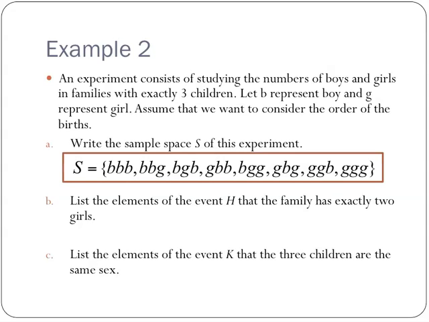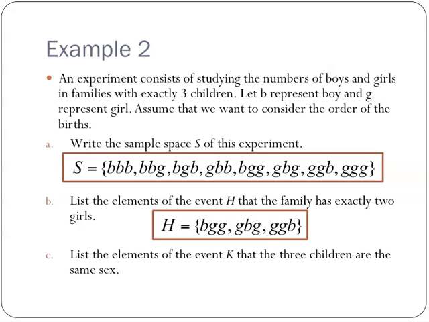Now, part B lists the elements of the event H that the family has exactly 2 girls. Now, it didn't say what order these 2 girls were born in, but we do know that they have 2 girls. So there are only some of these elements within the sample space that have exactly 2 girls. So not more than, not at least. So exactly 2 girls, it looks like it's when you have a boy and then a girl, girl, or girl, boy, girl, or girl, girl, boy. So those are the 3 elements in this subset where the family has exactly 2 girls.